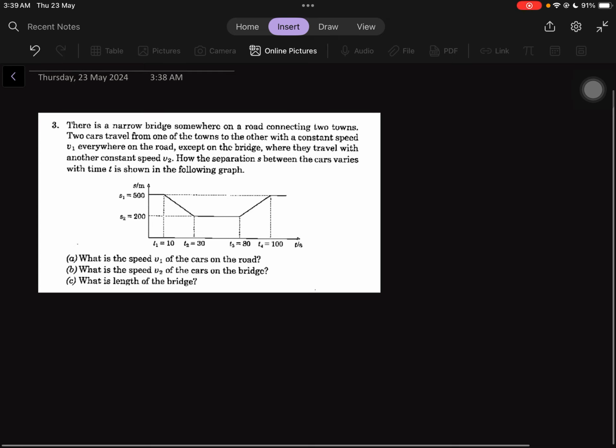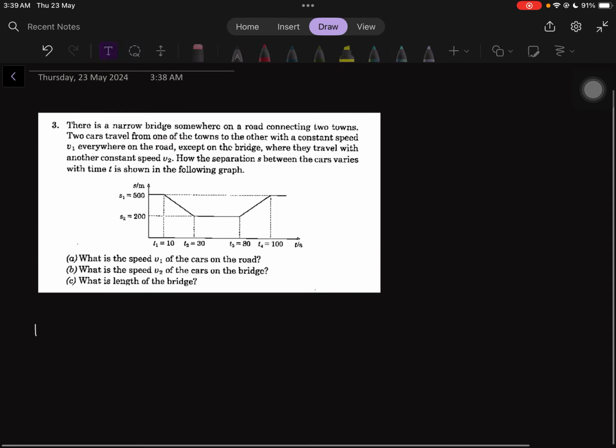So let's start the question, which is your build understanding part, kinematic section, and Pathfinder. First, it's saying there's a narrow bridge somewhere on a road connecting two towns. Two cars travel from one of the towns to the other with a constant speed v1 everywhere on the road except on the bridge. So we have two towns, and we have a bridge in the middle, connected by two roads, left and right of the bridge.